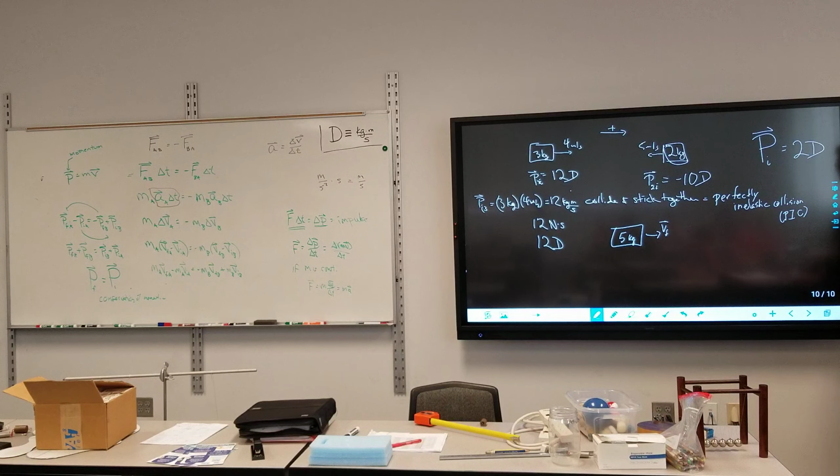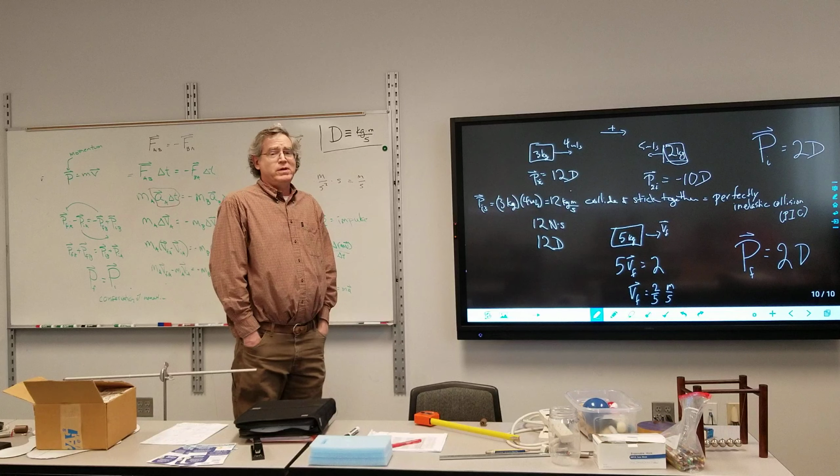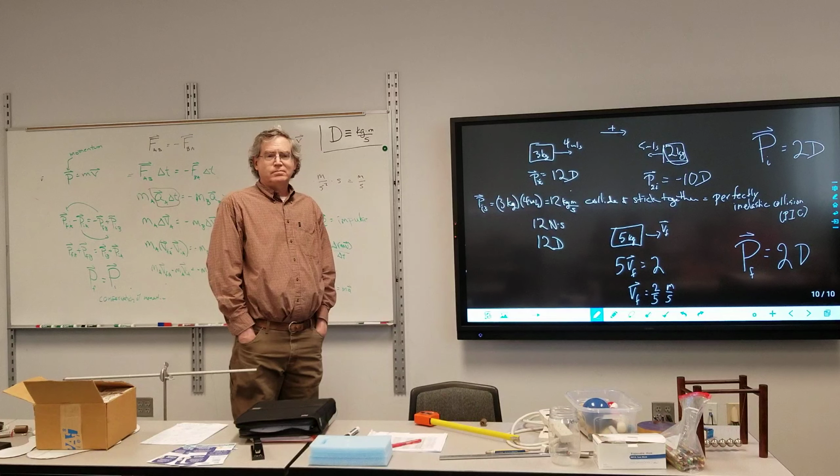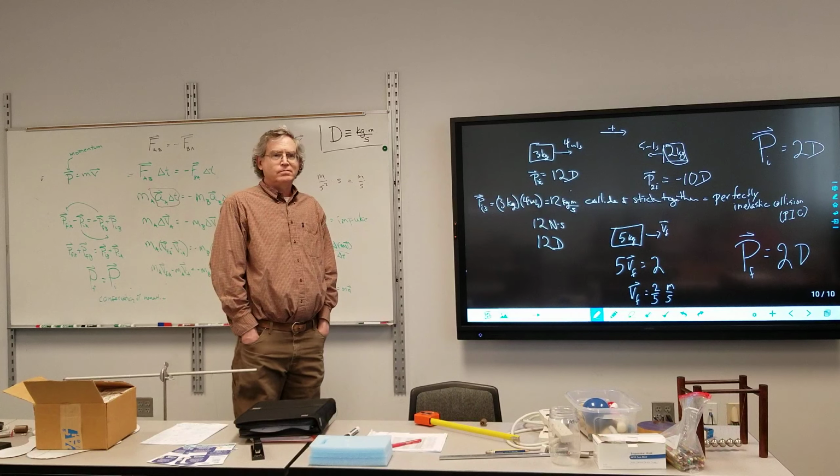So, from this, we conclude that afterwards, in this perfectly inelastic collision, the combined mass is now moving to the right, because our answer is positive, at 2/5 meters each second. And why is it 5 v final equals 2? I know that momentum is mass times velocity. Oh yeah. My momentum is 2, and that's my mass and my velocity. Any questions?